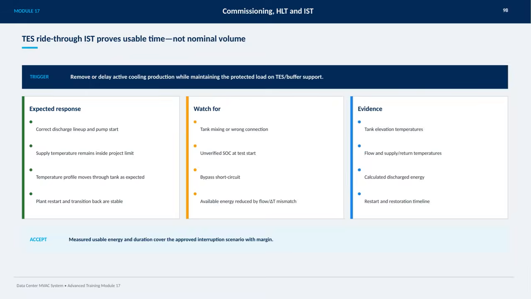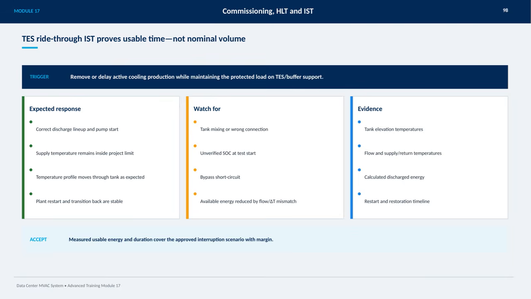On this slide, we're focusing on the TES ride-through integrated system test, or IST, which is designed to prove usable time rather than just nominal volume. The key trigger here is to remove or delay active cooling while still maintaining the protected load on the TES and buffer support. During the test, we expect to see a correct discharge lineup and for the pumps to start as planned. It's critical that the supply temperature remains within the project limits, and the temperature profile should move through the tank exactly as expected. The plant restart and transition back to normal operation must also be stable.